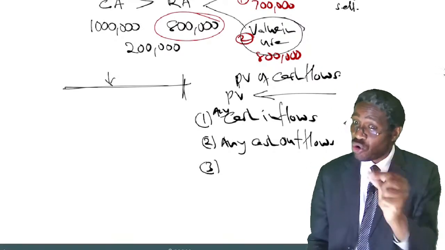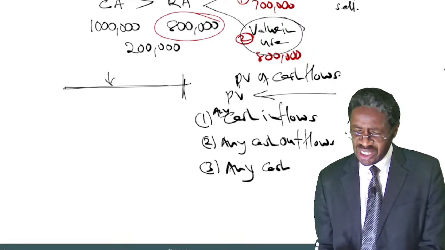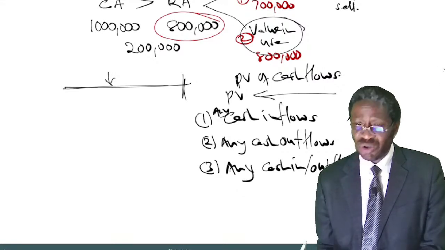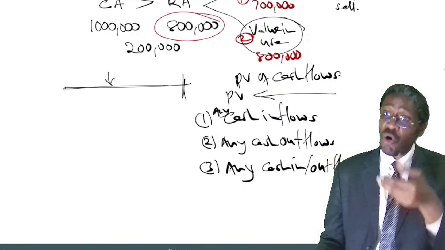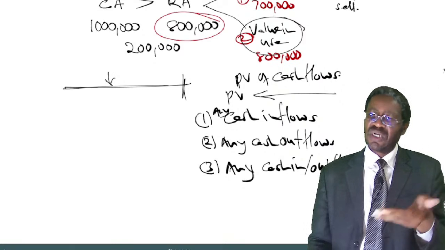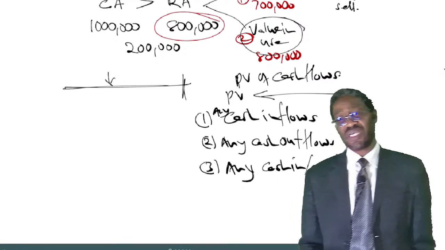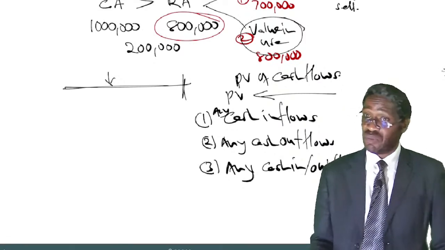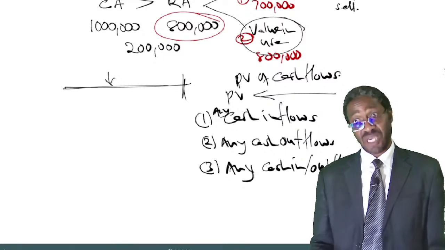So, the last component of the cash flow that should be discounted is any cash inflow or outflow. Any cash inflow or outflow that will be either received or paid at the end of the useful life of the asset due to the disposal of the asset. As a result of disposing that asset, are you going to receive cash or are you going to incur or spend some cash? Whichever. That's another component of the cash flows that should be discounted.